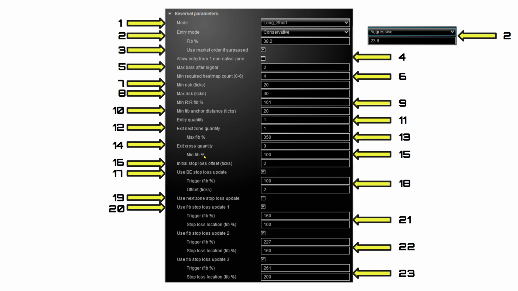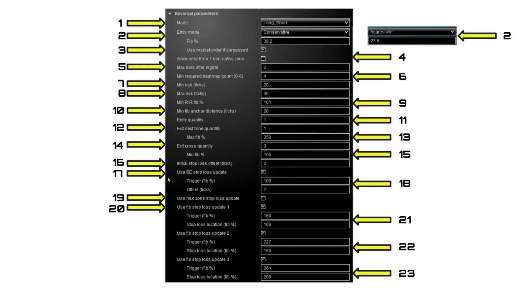Minimum fib 100. This is to do with the exit at exit cross quantity. So if you've only moved 50% on the move and you get a cross, it won't take it out. It'll just revert to the max fib there. So initial stop loss offset number 16 is 2. It's a basic standard one. You've got to be careful to be at number 1 because that could be a little too close.